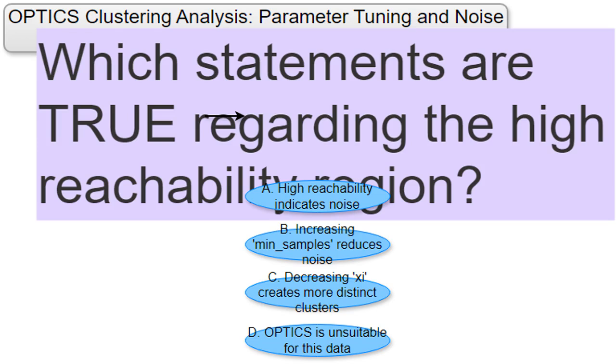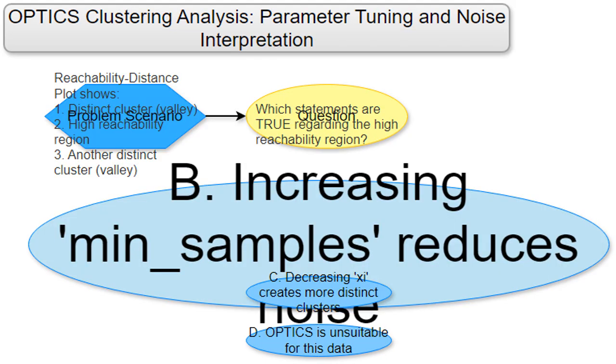That's correct. A large region of high reachability distances often points to noise in the data. These points don't easily fit into any cluster because they are too far from other points. I agree. By increasing min_samples I'm essentially raising the bar for what's considered a dense cluster. This means that only groups of points that are sufficiently large and close together will be considered clusters, effectively filtering out the noisy points that don't meet this stricter criteria.